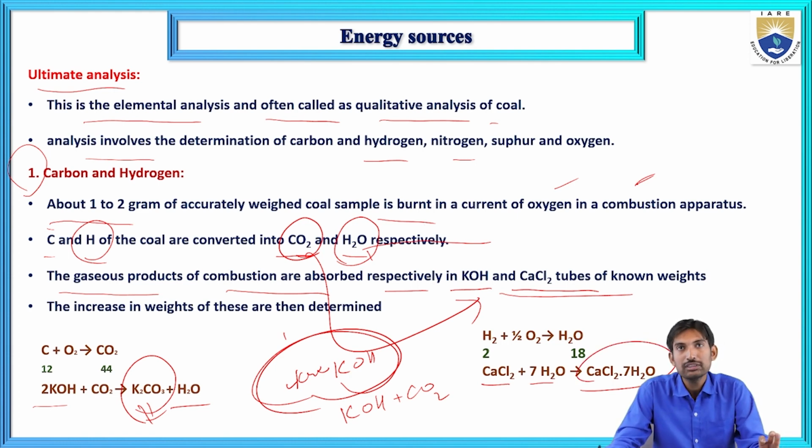To recap, the carbon and hydrogen present in the coal react with oxygen. Carbon forms carbon dioxide, which we send into the known weight KOH tube. The KOH reacts with carbon dioxide and forms K2CO3 and water molecules. Next, hydrogen reacts with oxygen and forms water molecules, which we send into the known weight calcium chloride tube. The calcium chloride reacts with water molecules and forms calcium chloride 7H2O.